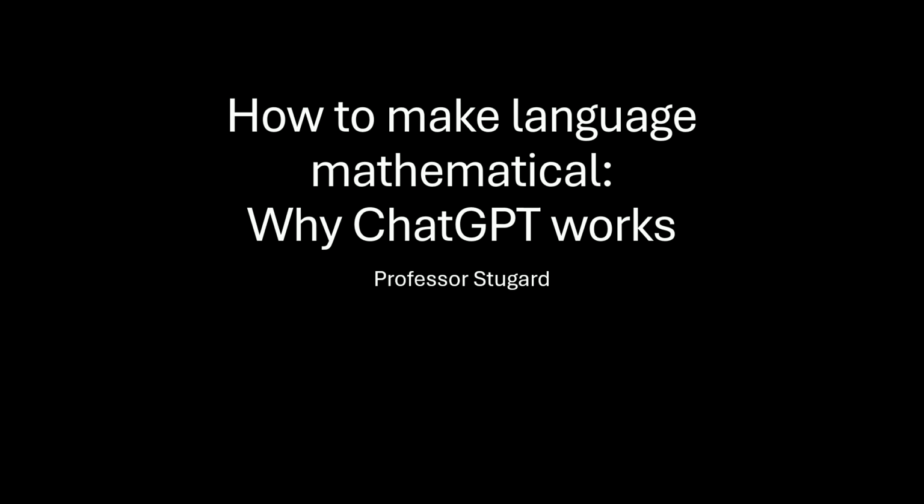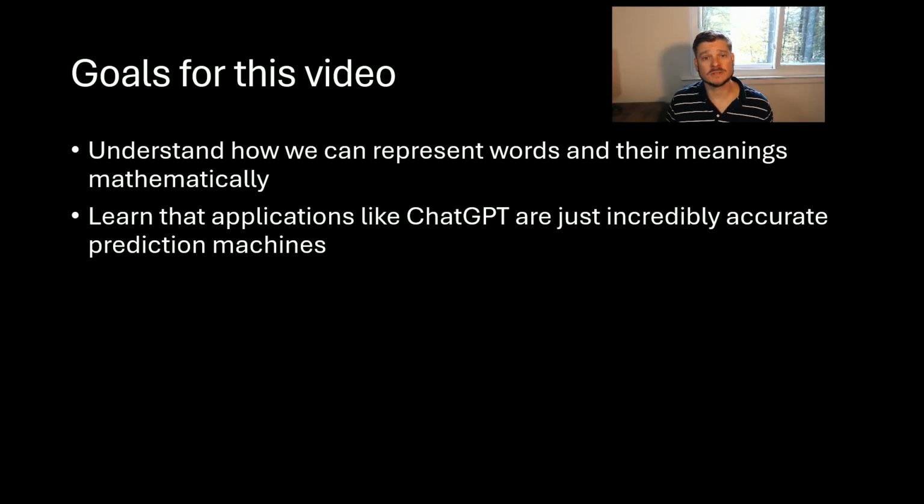Hi, this is Professor Stugard, and in this video we're going to talk about how we can make language mathematical, which is really why ChatGPT works. So our goals for this video: first of all, we need to understand how we can represent words and their meanings in a mathematical way so that, obviously, computers can do something with it. And then we're also going to talk briefly about how applications like ChatGPT are really just these incredibly accurate prediction machines using neural networks to determine probabilities.